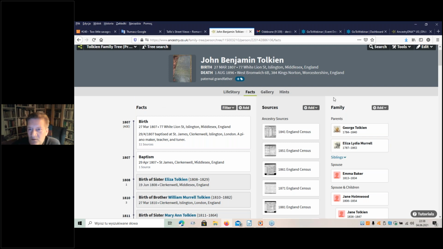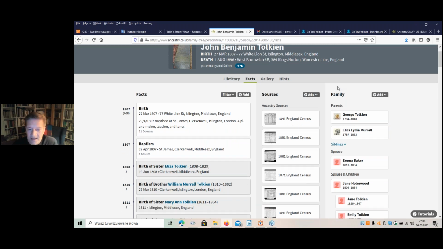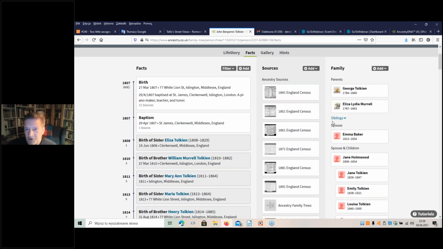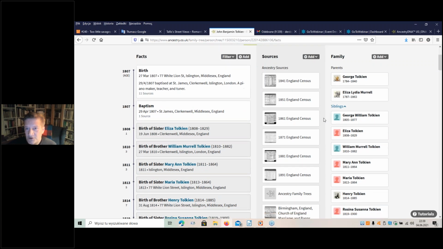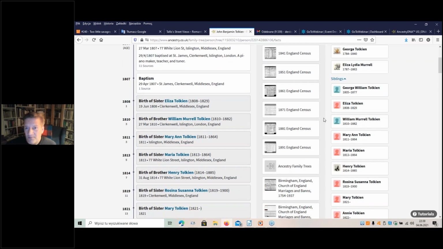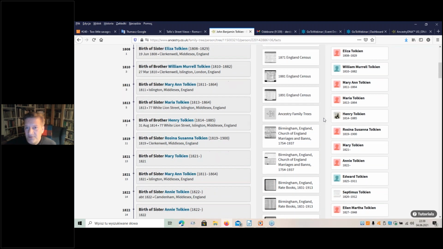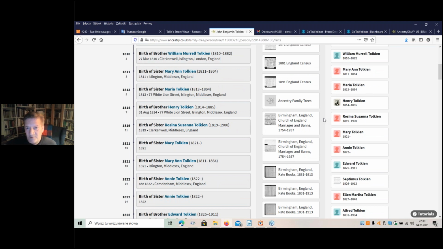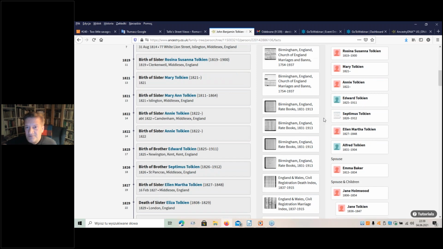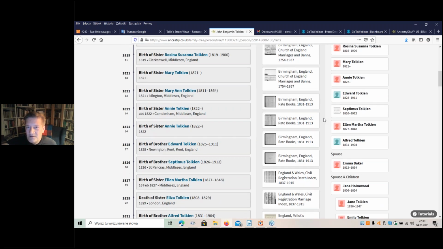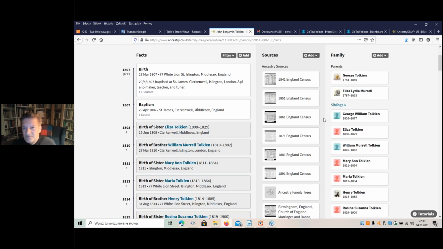So John Benjamin Tolkien was a son of George Tolkien, whose full name our biographers, for example Carpenter, earlier thought was not George Tolkien, but George William Tolkien. It's not true. George William Tolkien was one of the sons of George Tolkien. As you can see here, the oldest one, George William Tolkien. There was also Eliza, William Murrell, Mary Ann, Maria, Henry, a famous person, but I think this is the first Tolkien who has a photo. And other people. There were about 14 kids. I found a lot of kids of this family, of George Tolkien and Eliza Lydia Murrell.